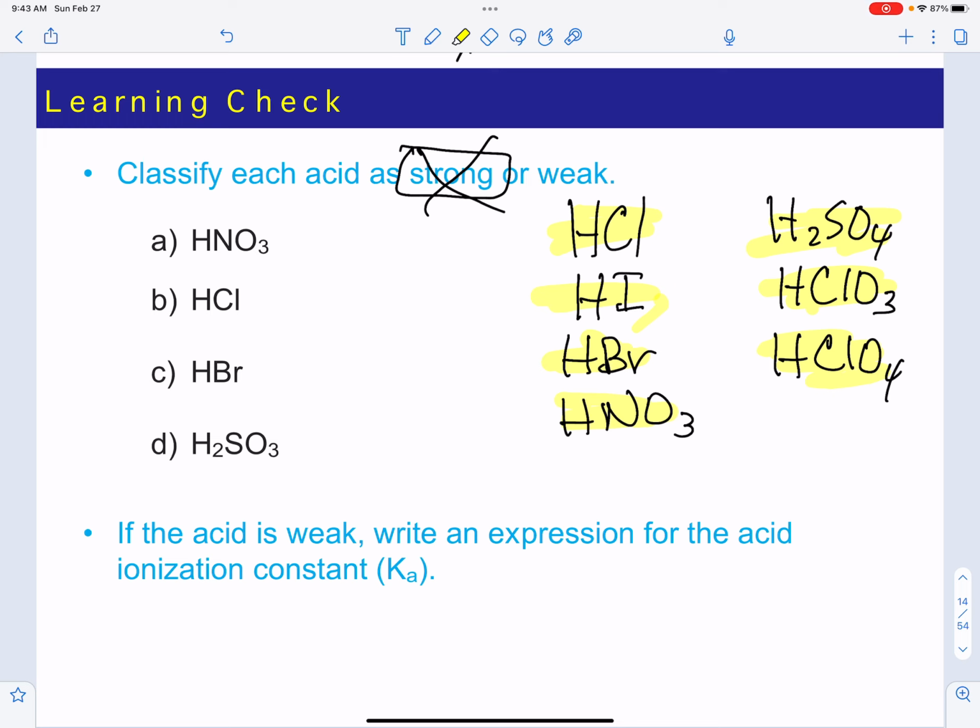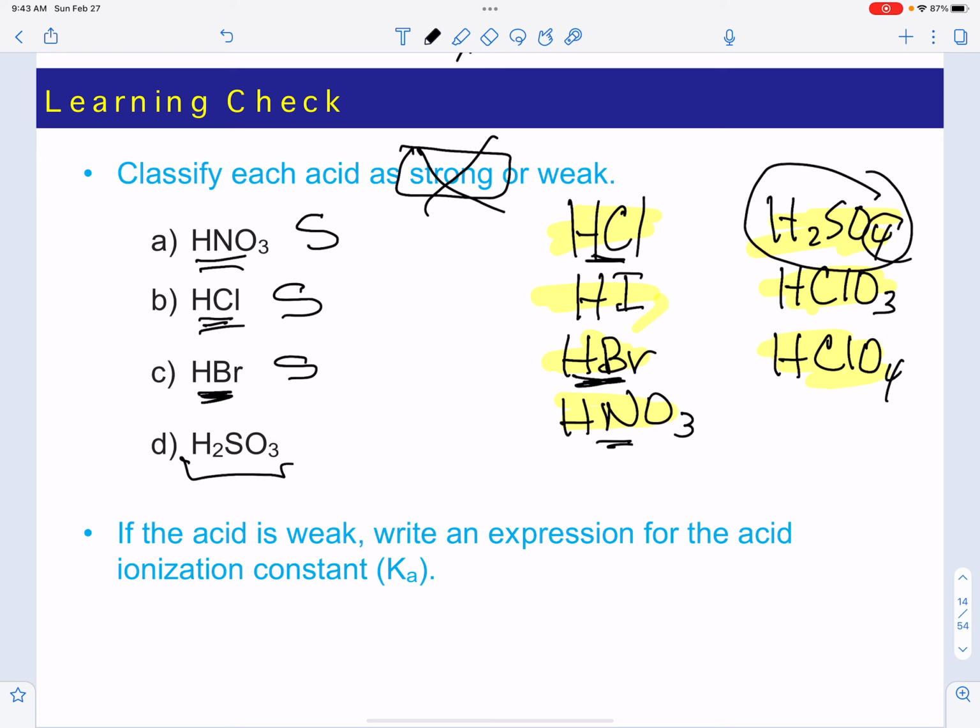So, first one, strong or weak? That's right there, so that's a strong acid. This is right there, so this is a strong acid. This is right there, so this is a strong acid. This almost looks like this, but it's not the same. This is sulfuric acid. This is sulfurous acid. So this is weak. It's not one of the seven. As simple as that. If it's not one of the seven, it is not a strong acid. So that one there would be the only weak acid we found.